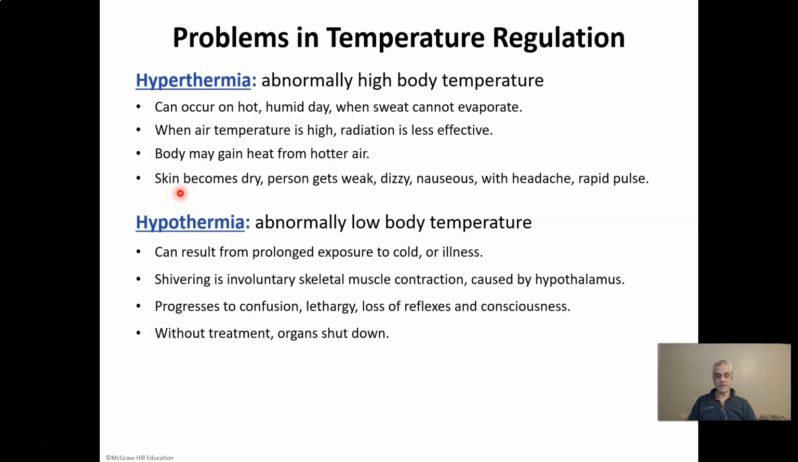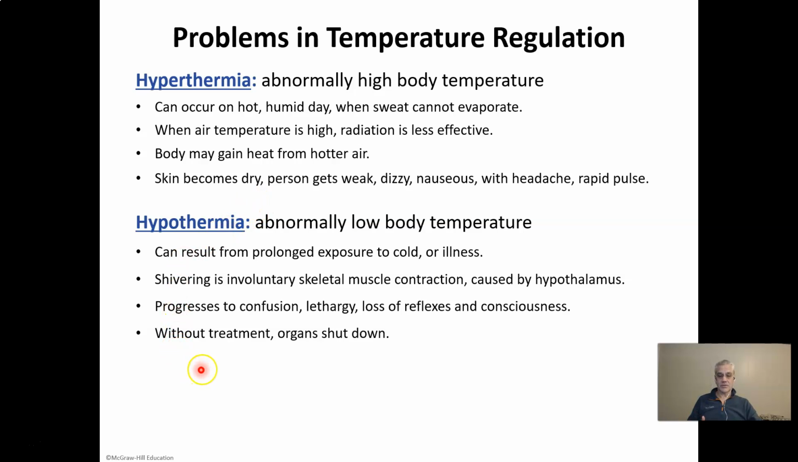Hyperthermia will affect the body. These conditions, hyperthermia and hypothermia, mean that your body is not regulating its temperature adequately. You're supposed to be 37 C. At hyperthermia, you could be 39, 39.5. Your skin becomes dry. You get weak. You get dizzy. You get nauseous, headaches, rapid pulse. These are all ways in which your body is trying to deal with that excess body heat. It's trying to get rid of it, but it's not being successful.